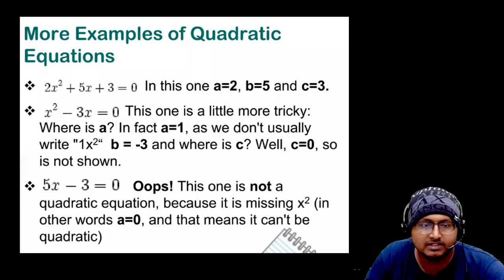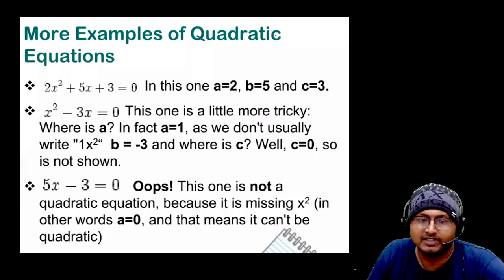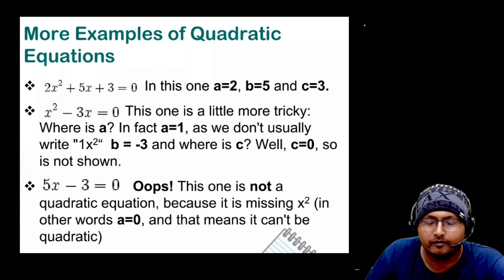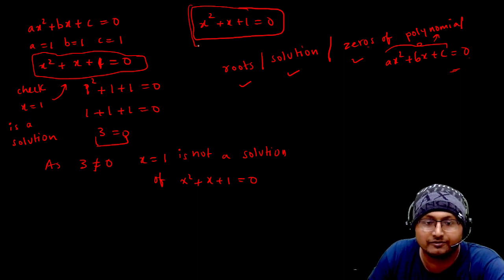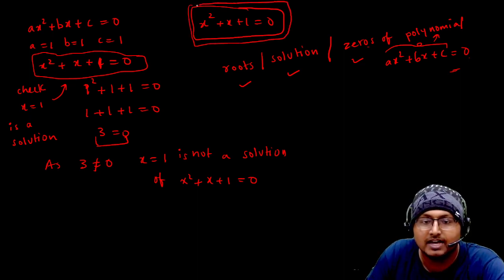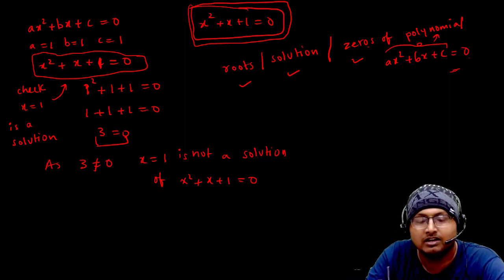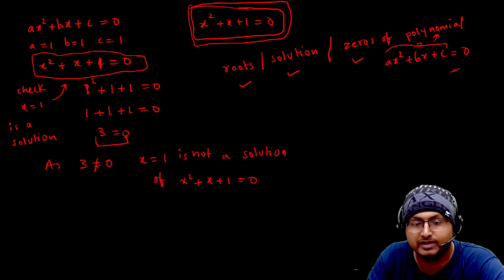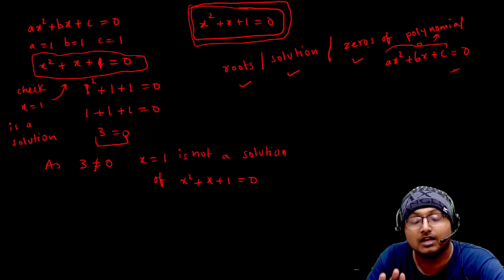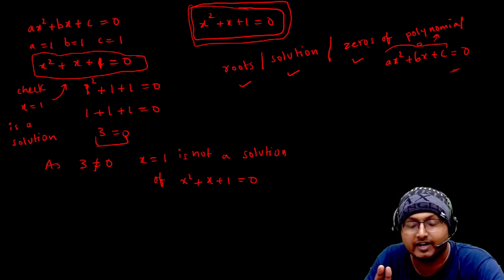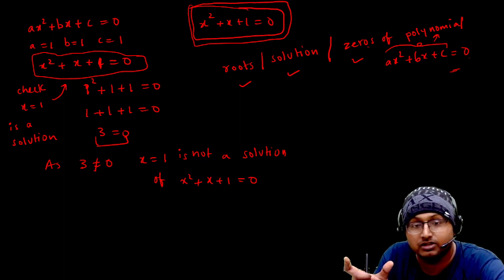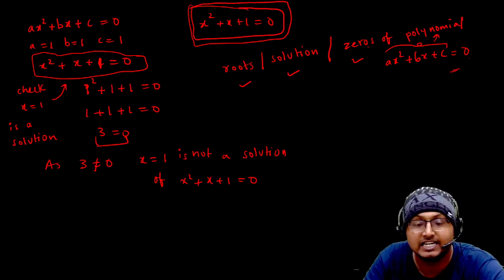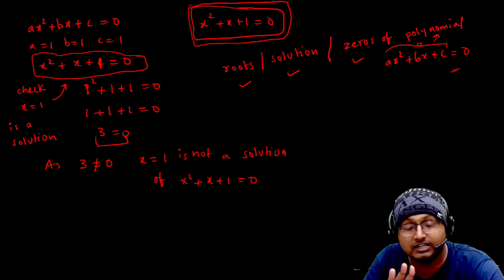Okay, next we will see more examples of quadratic equations. I'm not forgetting that we have to find the solution of x square plus x plus 1 equal to 0. We will use the formula method to find the roots. Two roots will be there, right? For a quadratic equation we have two solutions. We will find the two solutions, and we will also check that if we substitute the values of those roots in the given equation, it must be satisfied. So we will verify whether those roots are correct solutions or not.